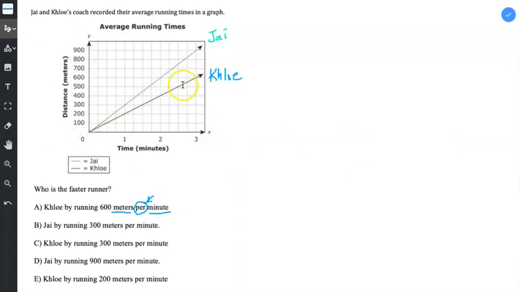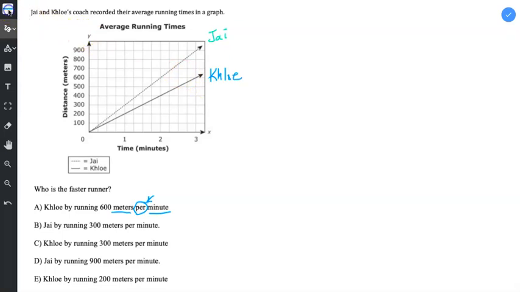Look, Khloe's line is a straight line that contains 0, 0. Jai's line is a straight line that contains 0, 0. So these are both proportional relationships. So their unit rate is going to be the same throughout the entire line. So it doesn't matter which point I choose to find the unit rate. Remember, from a graph, to find the unit rate, we have to pick a point.